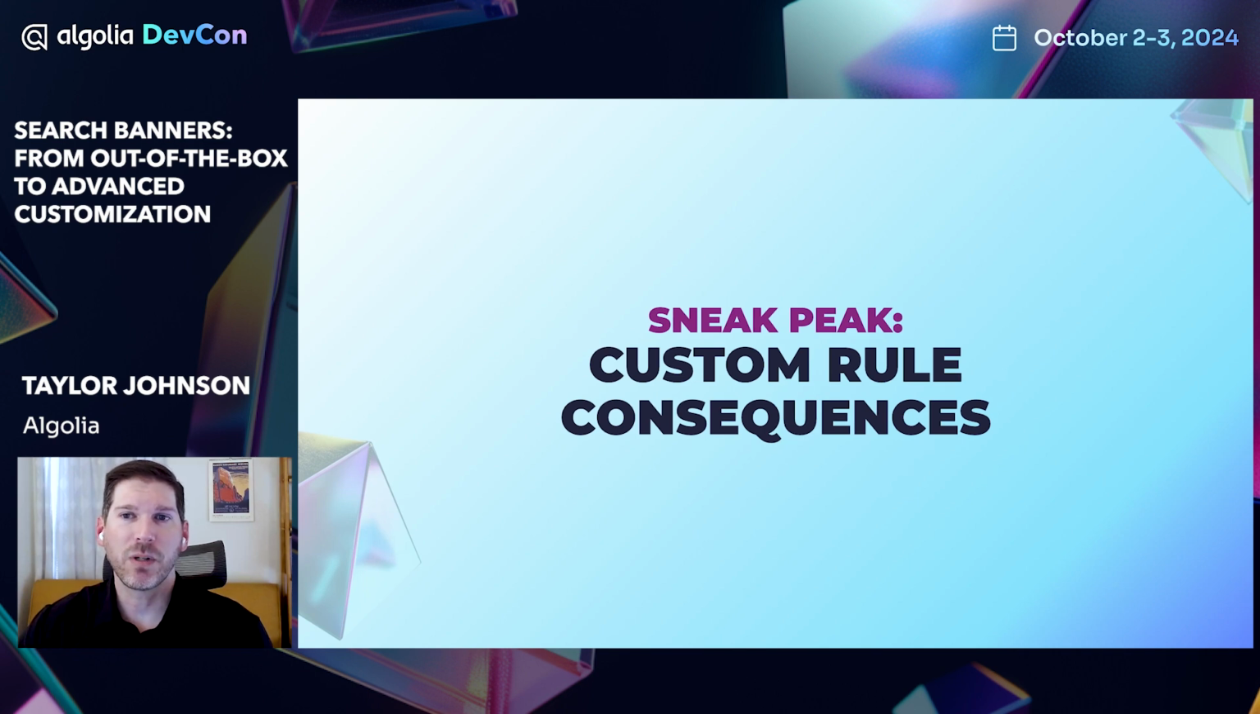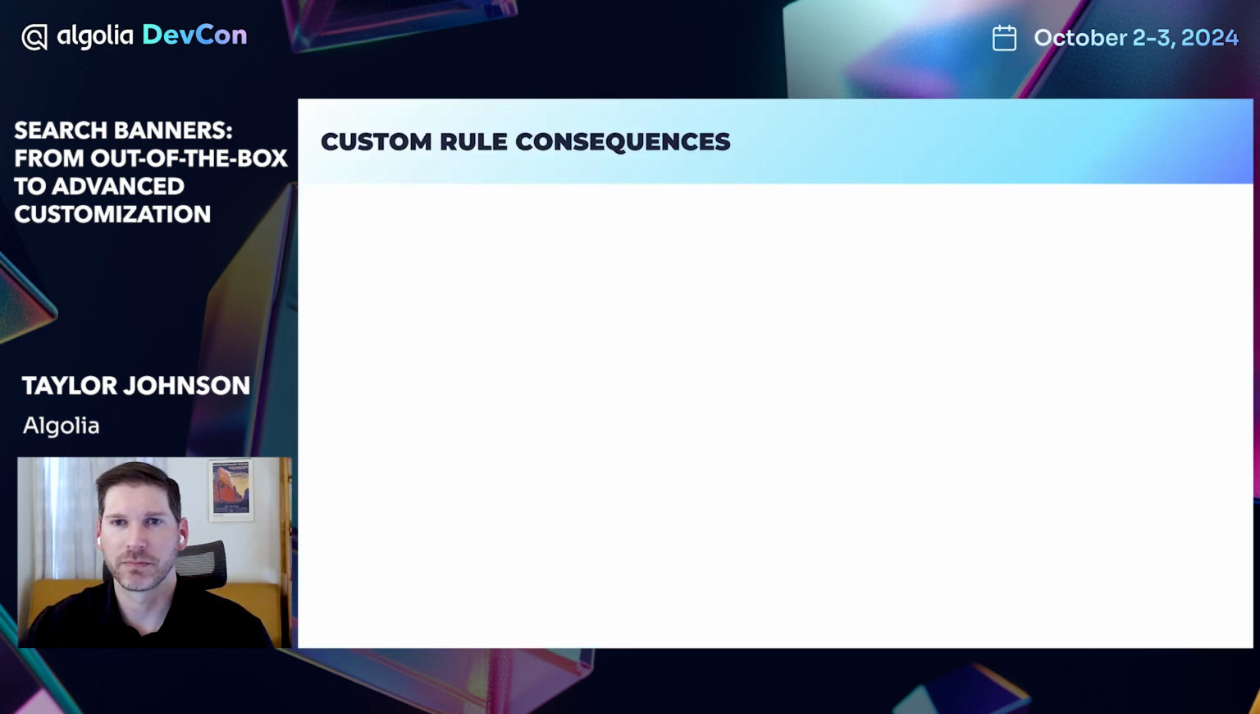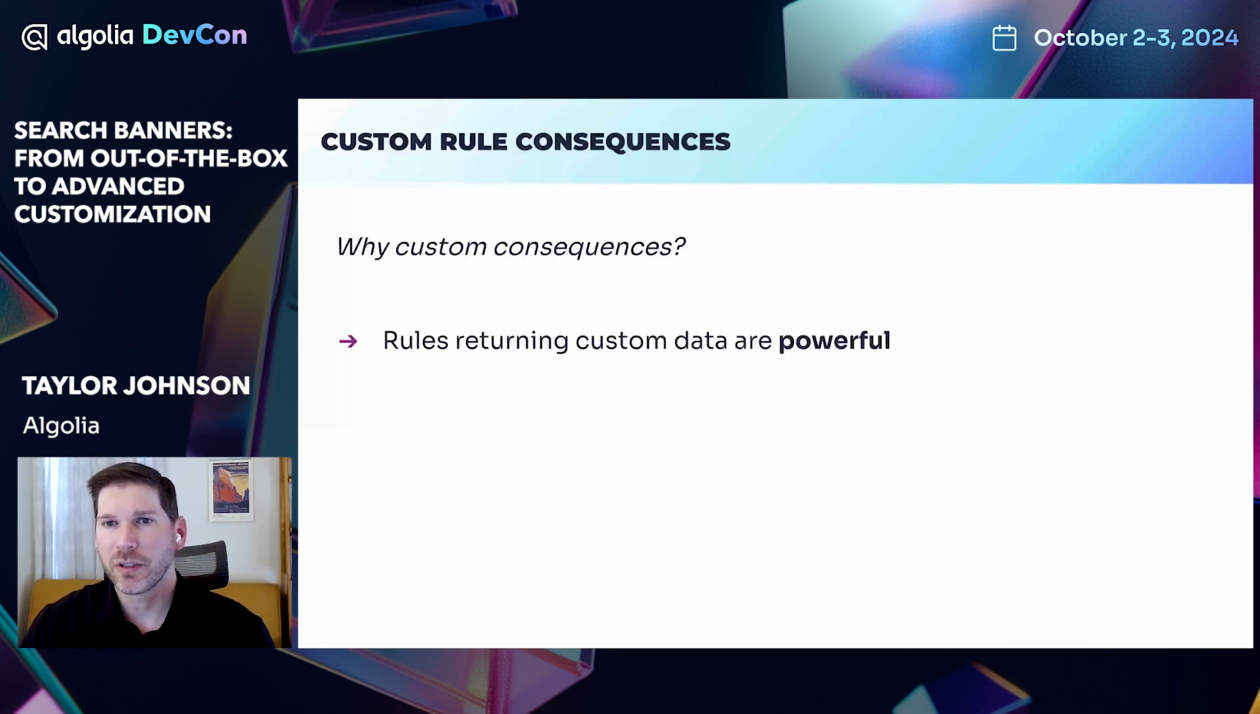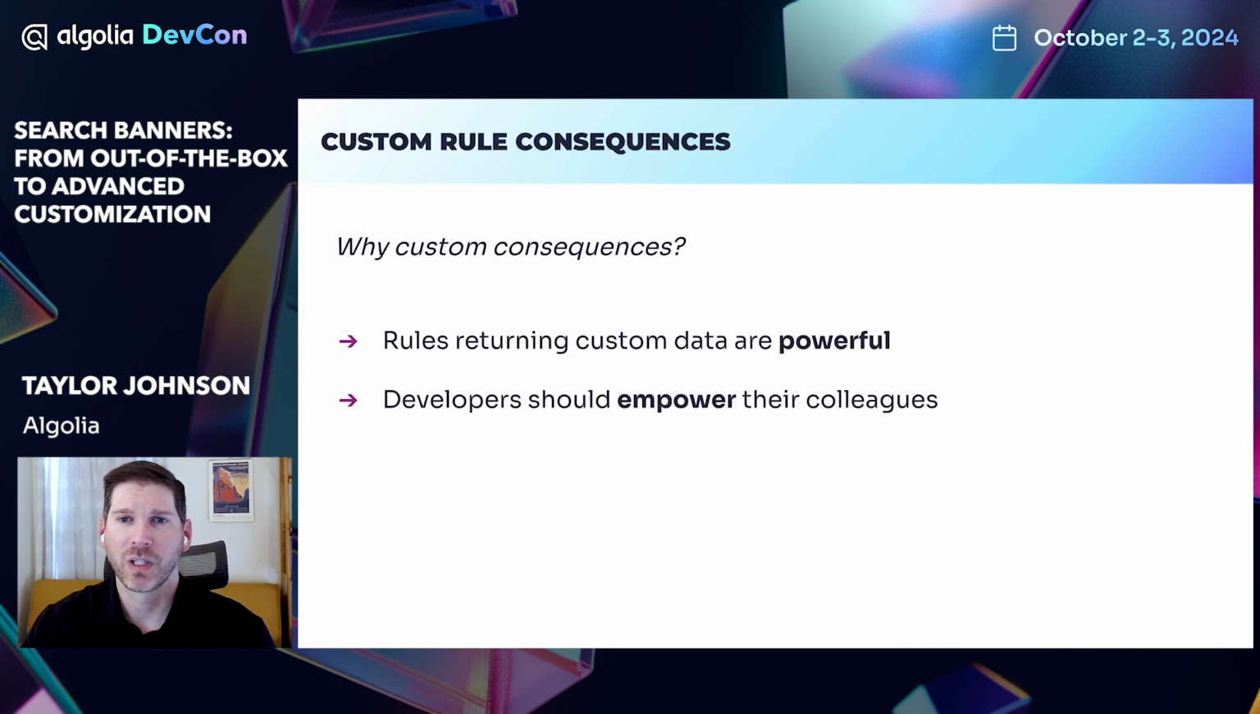As a developer, how can you make setting up custom banners easier for your colleagues? You'll be able to do so with custom rule consequences. Why custom consequences? Rules that return custom data can be very powerful, but not every user wants to configure JSON anytime a rule is created or edited. Custom rule consequences are a way for developers to empower their business-focused colleagues who don't wish to configure JSON in the manual rules editor.